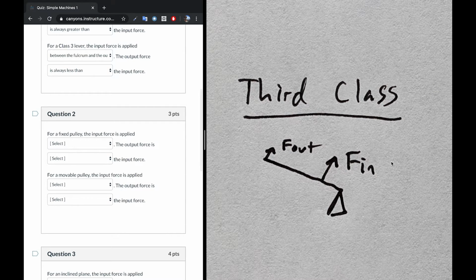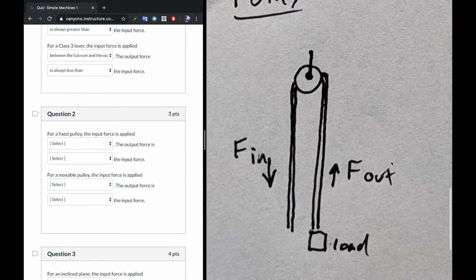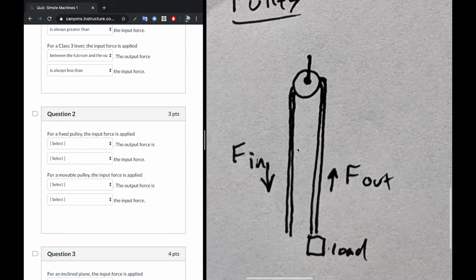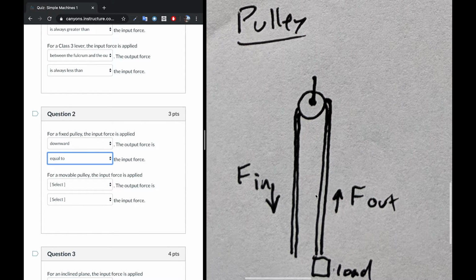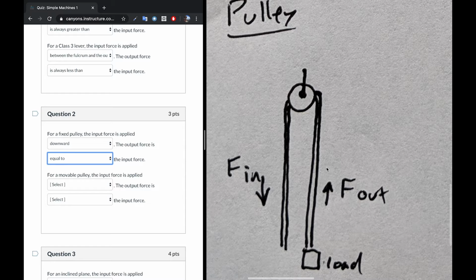On to pulleys. So a fixed pulley looks like this, where you have a force in being applied downward. So that's what we're going to put here. Okay. And then the output force, we're going to assume ideal mechanical advantage. It's going to be equal to the input force. Okay. So this really does not give you a mechanical advantage.